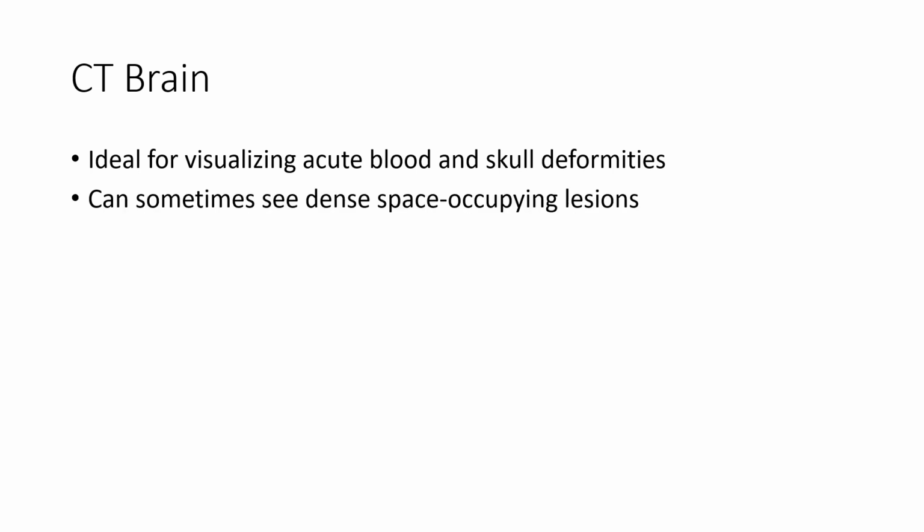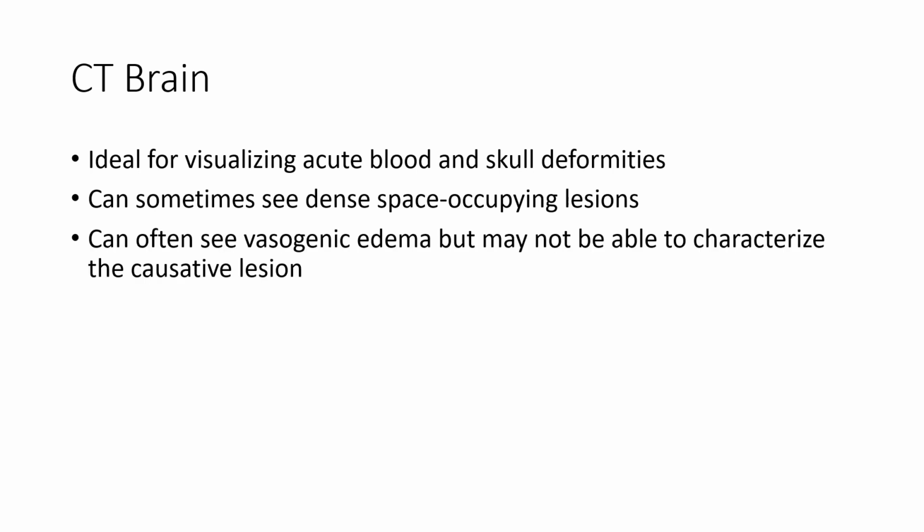Thinking first about a CT scan of the brain. This study is really ideal for visualizing acute blood and skull deformities. So we're thinking about this in patients with trauma or patients with suspected stroke. You can sometimes see dense space-occupying lesions, such as tumors or abscesses, in the brain of someone. But more often what we see is an area of vasogenic edema, which suggests an underlying infectious, inflammatory, or malignant process. But we may not be able to characterize the actual causative lesion.